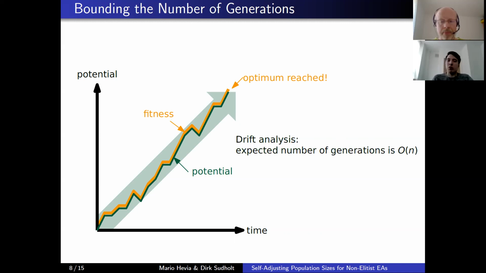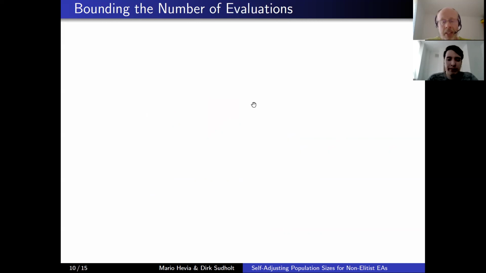Finally, we just use drift analysis to calculate the number of generations that the potential needs to increase from any value to a value of n. And we reach the conclusion that we need an expected number, O of n, of generations to reach the optimum. Okay, and the other statement that we made was that the number of function evaluations was bounded by O of n log n.